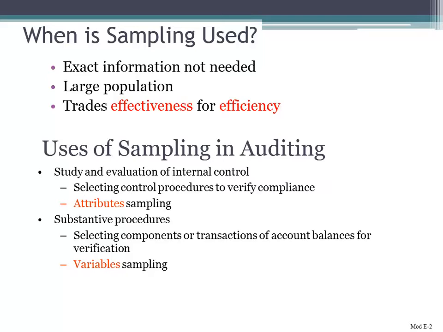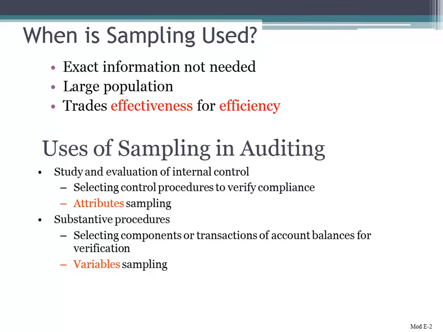So we're looking for the attributes indicative of those controls. In that example, the attributes that we're looking at are vendor invoice, purchase order, receiving report. Those are the attributes that a cash disbursement should have with respect to controls over cash disbursement. We also have substantive procedures that we perform, and those are procedures that we're performing on account balances. Not transactions, not controls, but account balances. And so we're selecting components of those transactions or account balances for verification. That's what we call variable sampling.